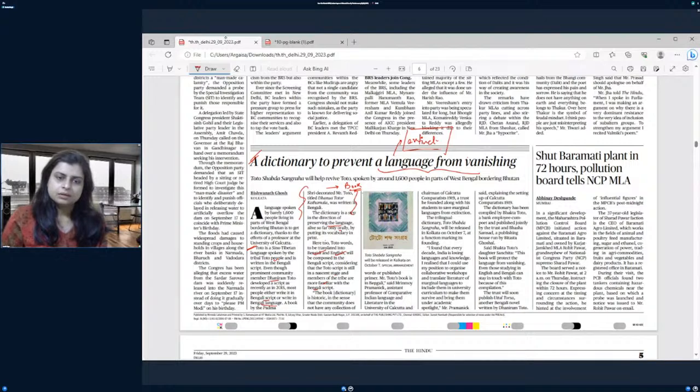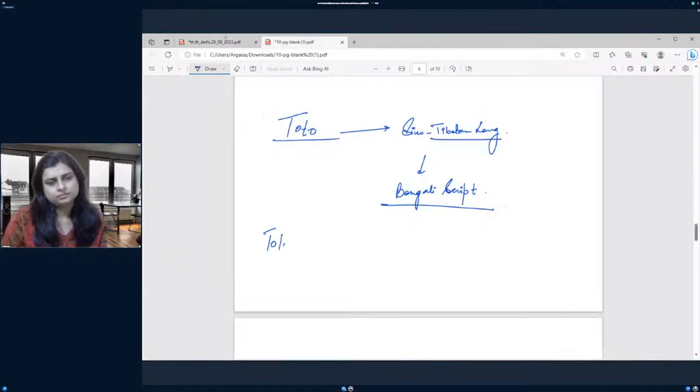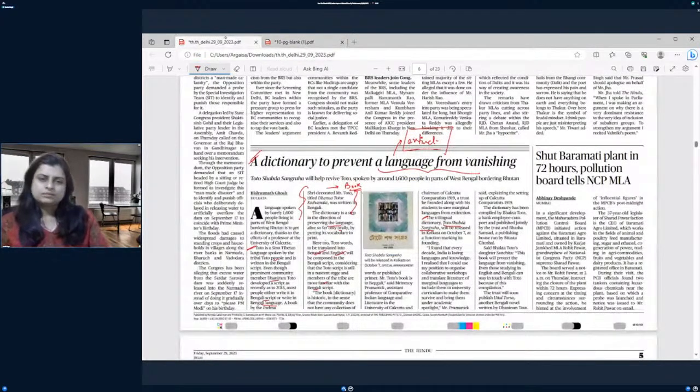Other than that, what they are saying is that the trilingual dictionary, that is Toto Shabd Sangrah, will be released in Kolkata on October 7 at a function marking its founding. I have found that every decade India is losing language and knowledge. I realized that I could use my position to organize collaborative workshops and translate literature of marginal languages to include them in the university curriculum, to make them survive and bring them under academic spotlight.